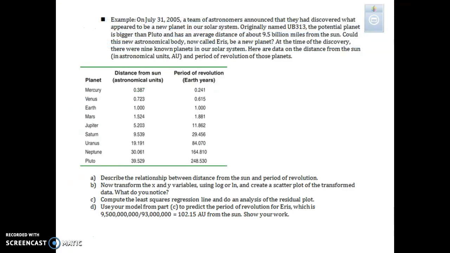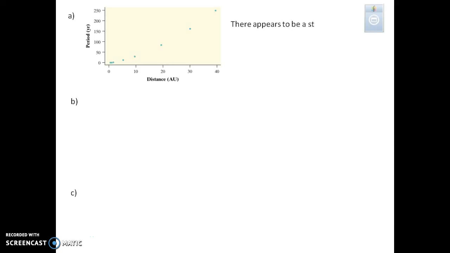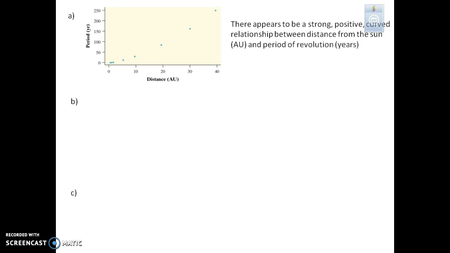Okay, so part A says to describe the relationship between the distance from the sun and period of revolution. So there appears to be a strong positive curved relationship between the distance and the period, and there are not any outliers that I can see. Now we transformed the x and the y variables, and I chose ln. And again, you could use log as well. It's just the very last step that would make a difference into how you use the output. So I'll talk about that in just a minute.